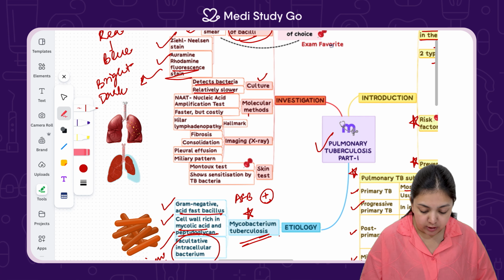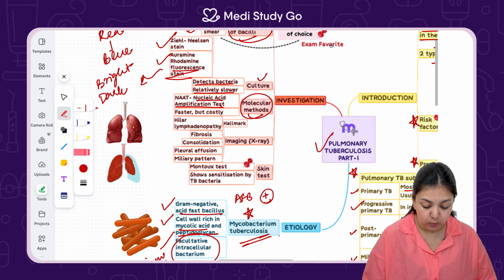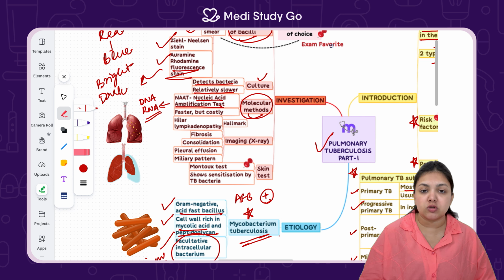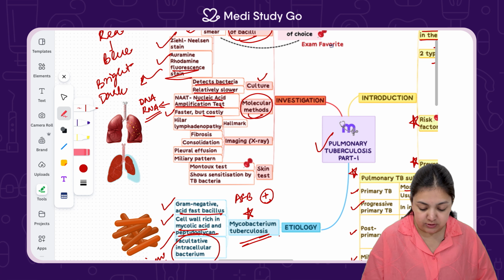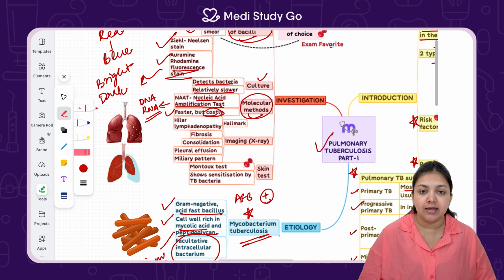Next, we can do some molecular methods like the nucleic acid amplification test, wherein the nucleic acid of the bacilli, which is the DNA or the RNA, gets amplified and comes positive in the test if the bacilli is present. It's a faster test, but obviously more costly because it's technologically advanced.